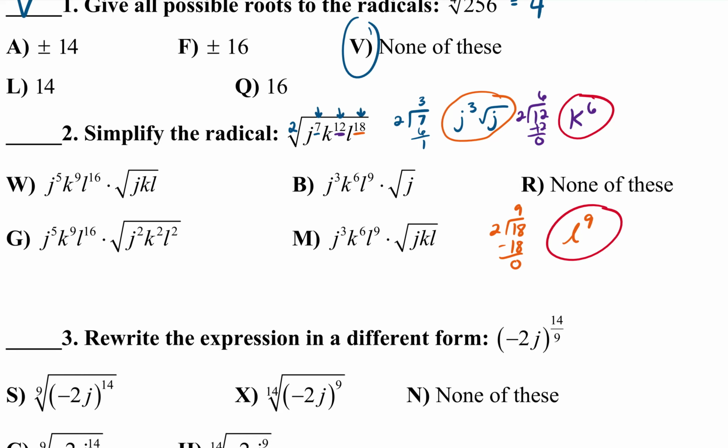I like to do process of elimination. The first thing I notice is I only have one letter under the square root, and it's J. That means these right here are automatically wrong. This one's okay, so then I check the numbers outside. I should have 3 J's, 6 K's, and 9 L's. I have 3 J's, 6 K's, 9 L's. That is my answer, and that's how I would do that one.